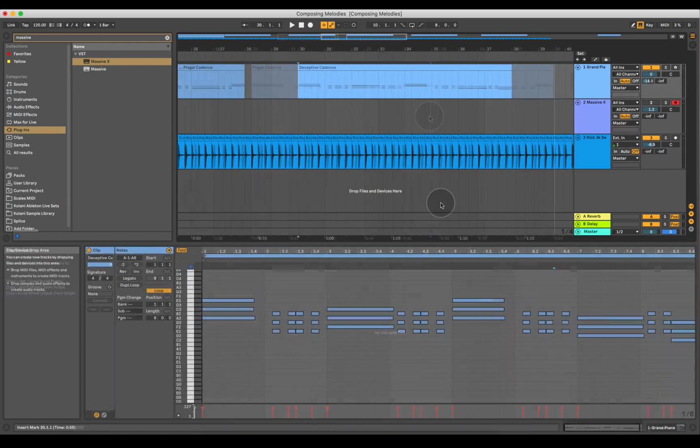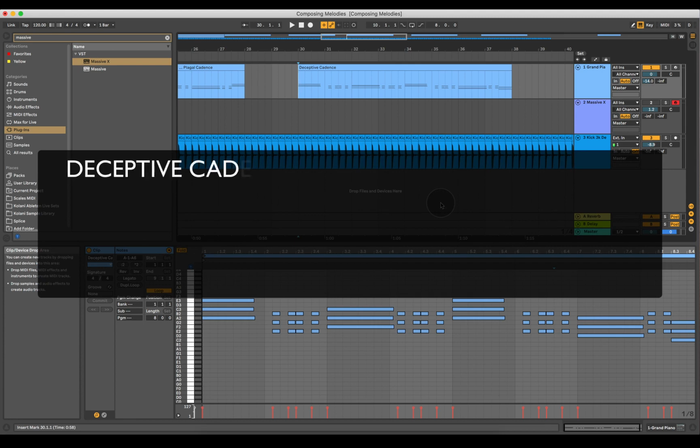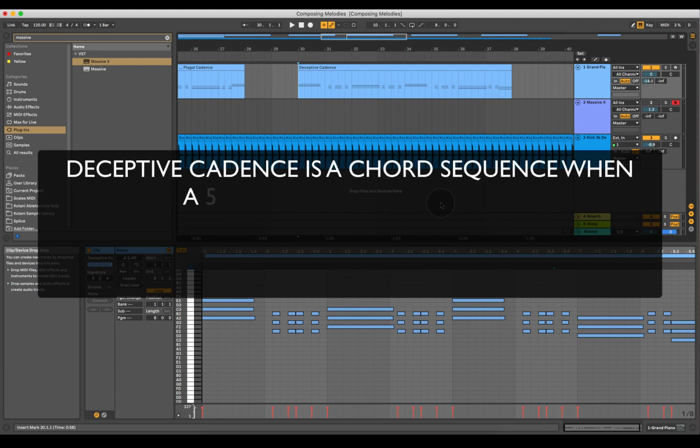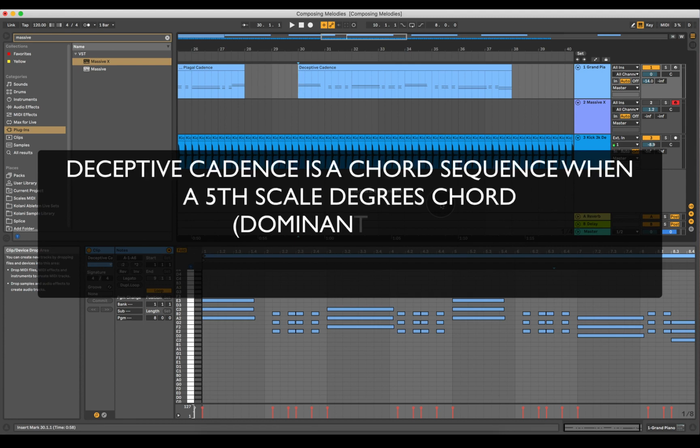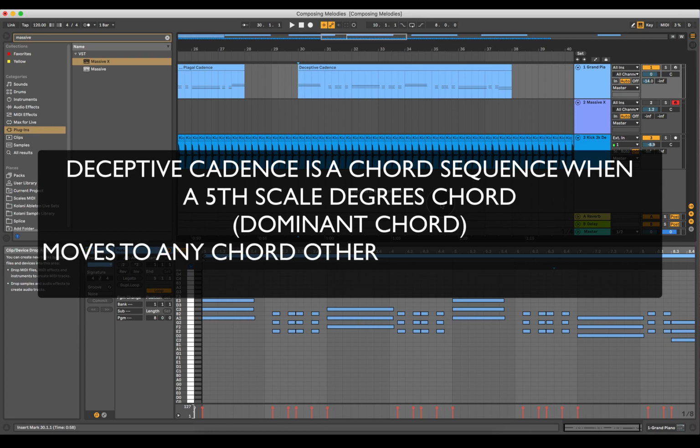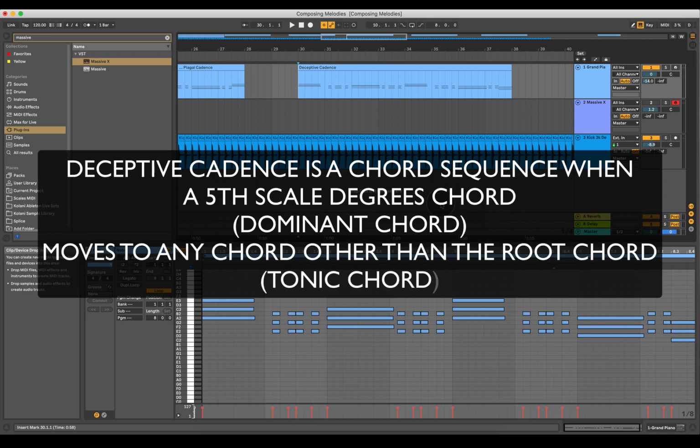There you go. Finally, we have the deceptive cadence. A deceptive cadence is a chord sequence in which the dominant chord, which is the 5th scale degree chord, moves to any chord that is anything other than the root chord, the tonic chord.